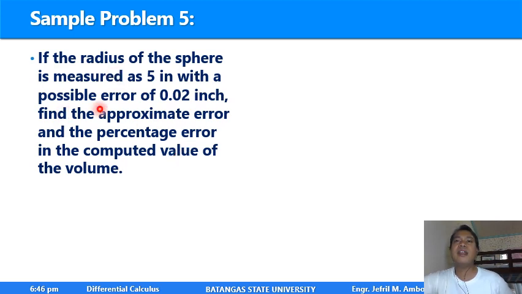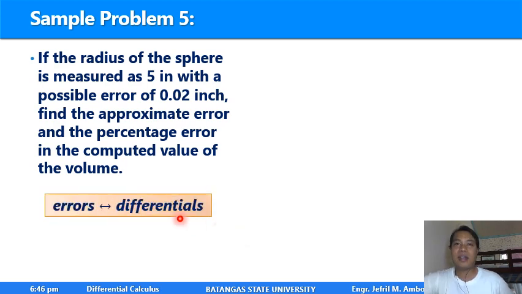Sir, how do we represent the error? Okay. So, this is a new concept that I want to introduce to you. In calculus, we represent errors in terms of differentials. So, if there is a measurement in the quantity x, your measurement is x. How about the error in the measurement of x? That is the differential of x, dx.